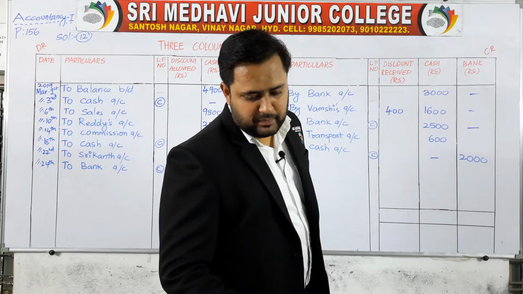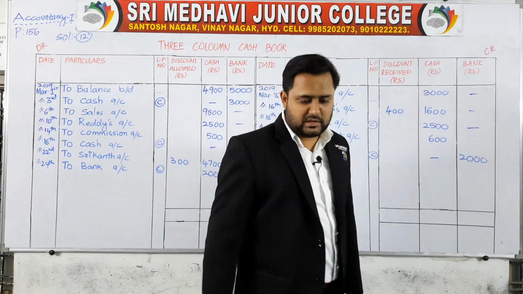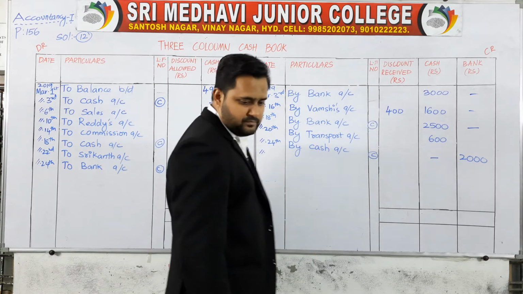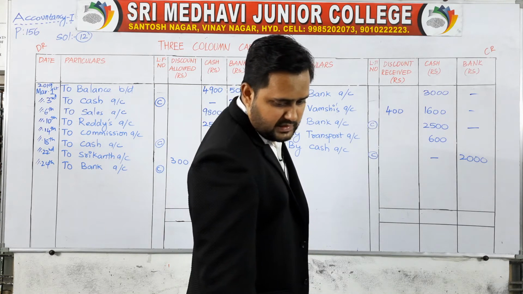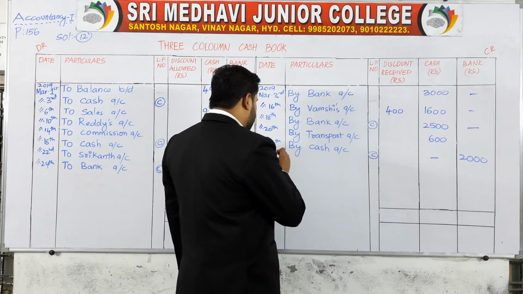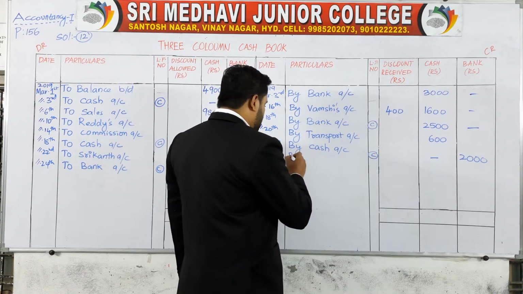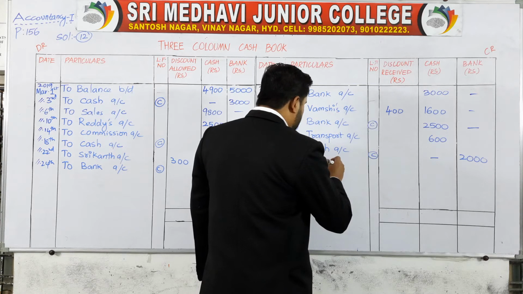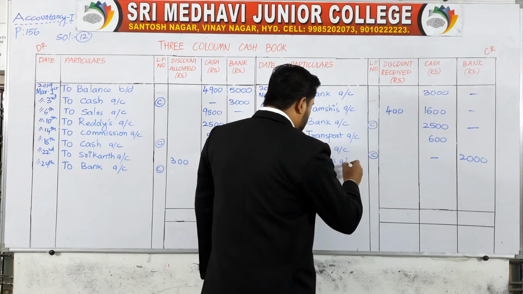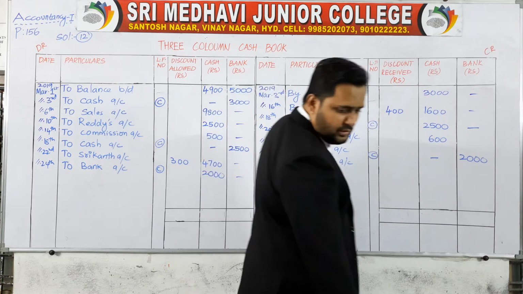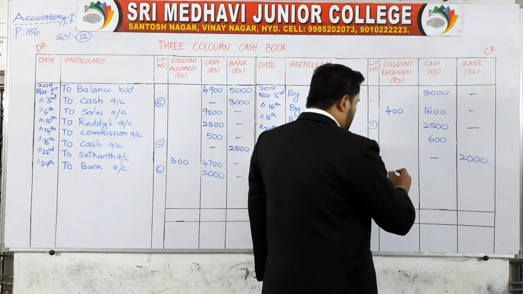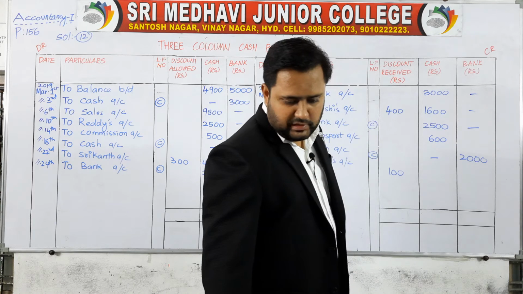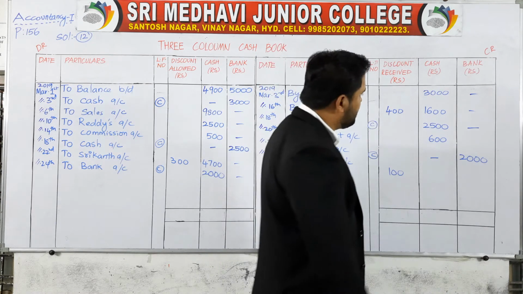Paid to Shyam, 2,100 rupees, discount. If you are paying the amount to Shyam, date 27th, by Shyam's account, how much are you receiving as discount here? 100 rupees you are receiving in the name of discount received, and 2,000 rupees is the amount.